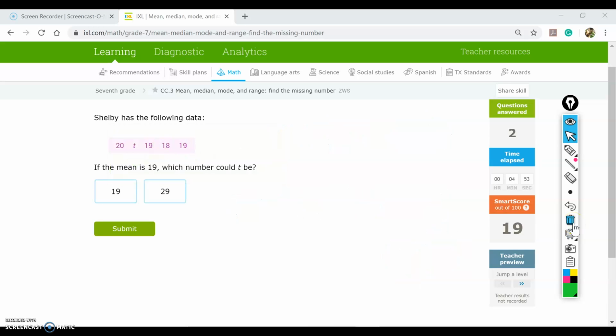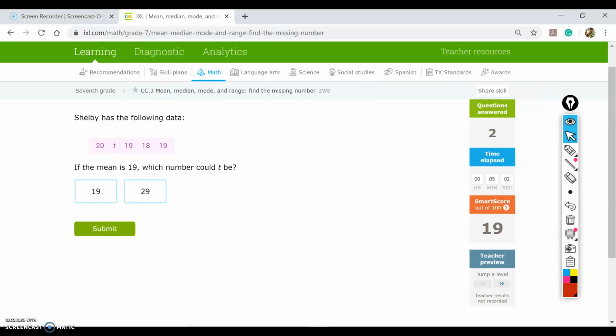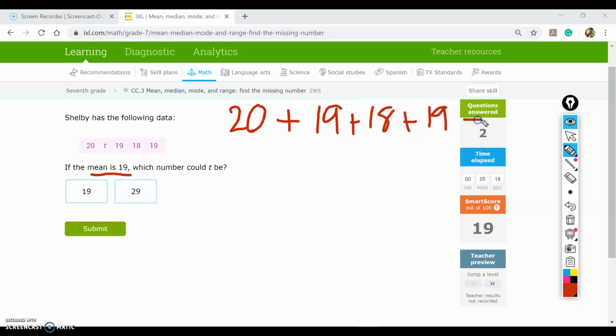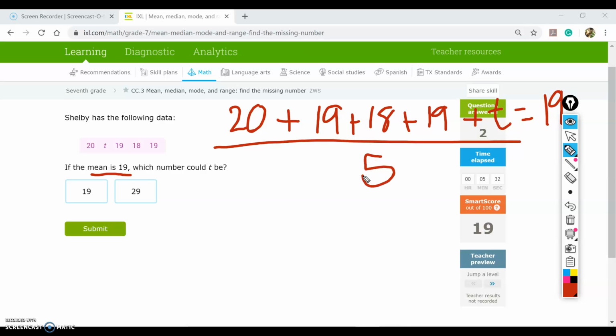Let's do question 3. So Shelby has the following data. If the mean is 19, okay, so they're telling me the mean is 19. Now, if you don't remember how to calculate the mean, well, the mean is just you add all of the numbers. That means that you're going to have 20 plus 19 plus 18 plus 19 plus something, because it's t, and all of that you need to divide by the number of numbers that you have, which in this case is 5. That would give you equal to 19.